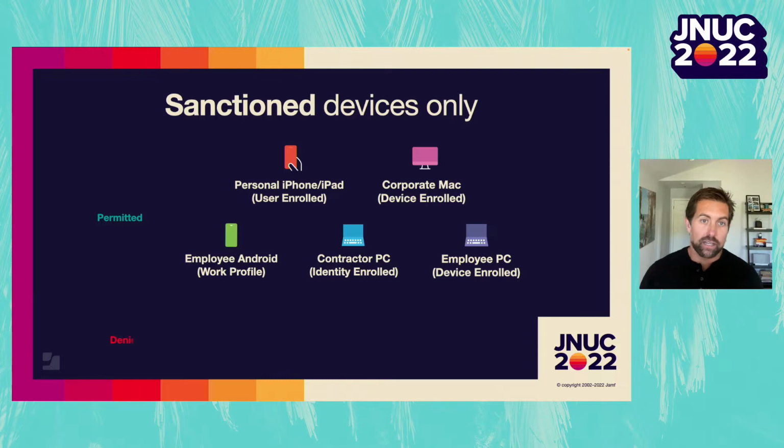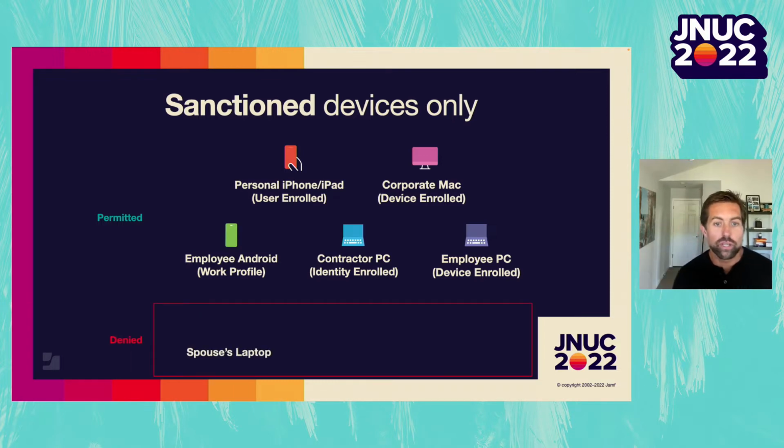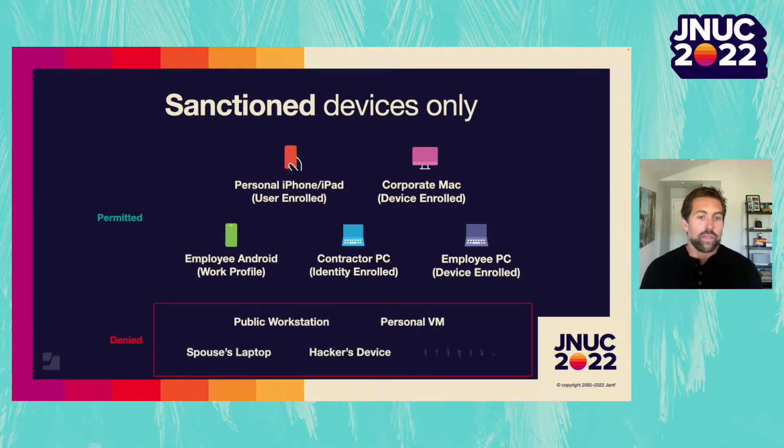Now, the next class of devices are those that should not have access. These include things like a spouse's laptop, that workstation in a hotel lobby that you log into and then forget to log out of, or a hacker's device, where a hacker may have phished you to get your credentials. But the whole point being, if your device is not sanctioned, even if you're a trusted user or an untrusted user with valid credentials, unless you're on a trusted sanctioned device, you cannot get access to sensitive data. That is pillar number one.